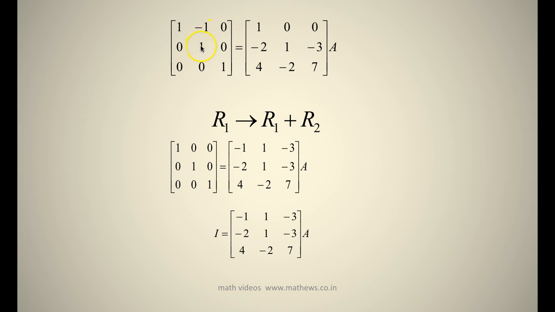Now our next aim would be to get the upper triangle 0. So you get 1, 0, 0 and this becomes 1, minus 2, minus 1, 1 and minus 3. Next we do R1 plus R2 so that we get this entry as 0. So this entry becomes 0 here. So I get 1, 0, 0, 1, minus 2, minus 1, 1 and minus 3. So this becomes the identity matrix, I equal to this into A.